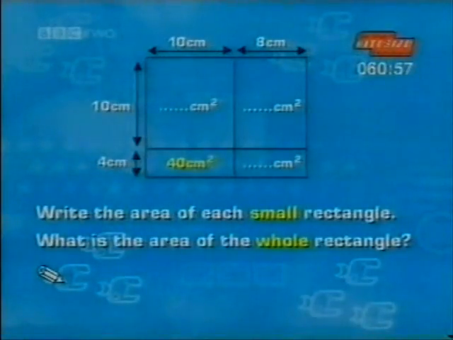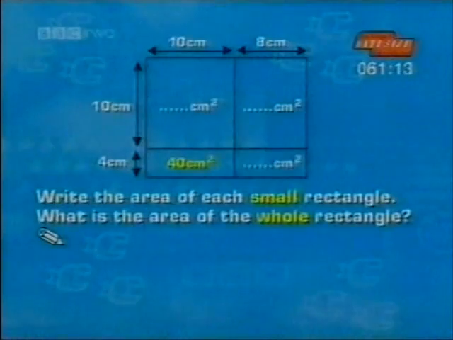So, how did you fare? Well, let's work through the question part by part. For part A, you're asked to find the area of each small rectangle on the diagram. Now find the area of the whole rectangle. And finally, you're asked what 18 times 14 is.